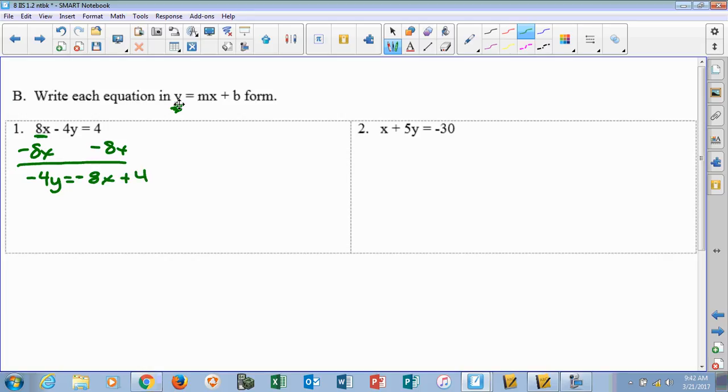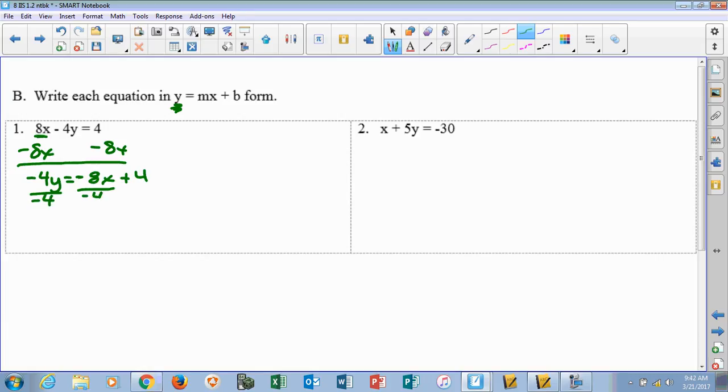And I'm going to try to keep it in slope-intercept form. I always want to keep my x in front just to make life easier on me. So now I got to get y all by itself. So to get y all by itself, I got to divide every single term by negative 4.